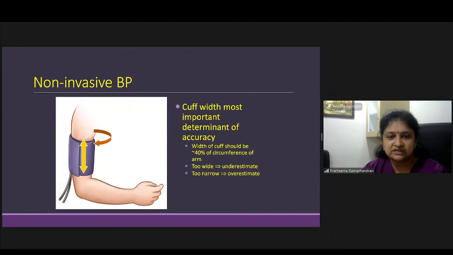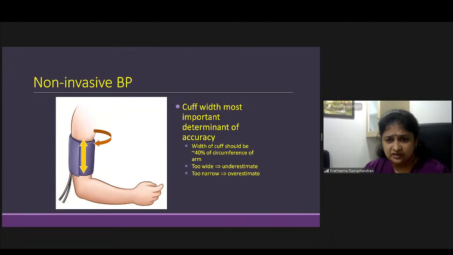If it is very wide, if the patient is thin and it is a big cuff, it is going to underestimate. It will show a falsely low BP. And if it is too narrow, it is going to show an overestimate, even if the patient has a normal blood pressure. I'm talking about a patient just for a health check. And even if this is so faulty, imagine about patients who are sick.